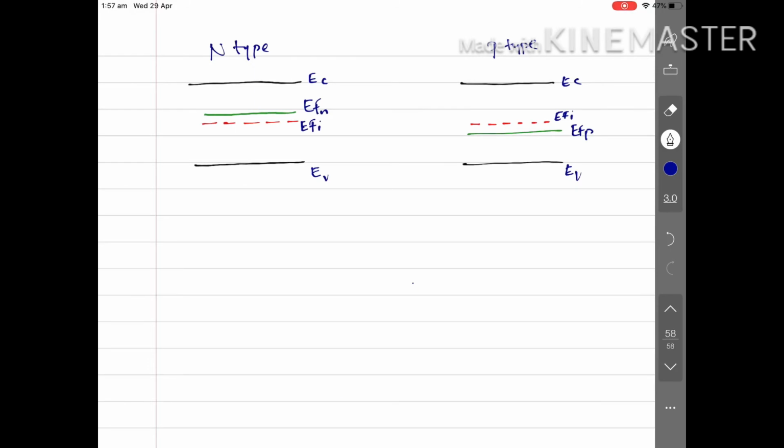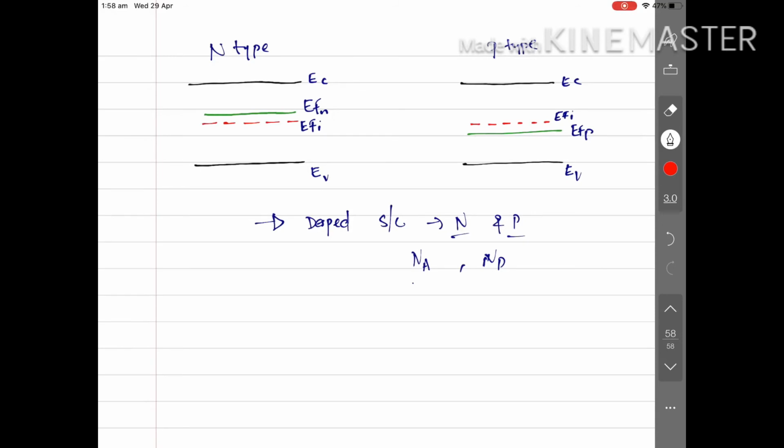So now what happens when we dope a semiconductor with more n-type or p-type dopant? When we do acceptor or donor doping, what happens to this EFN and EFP? It is observed that when we increase the doping, the Fermi level moves away from the intrinsic Fermi level, right?